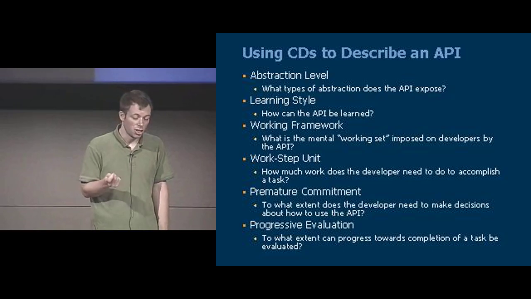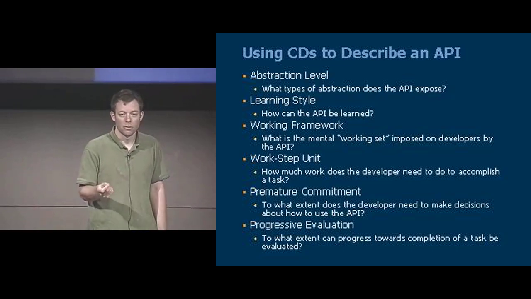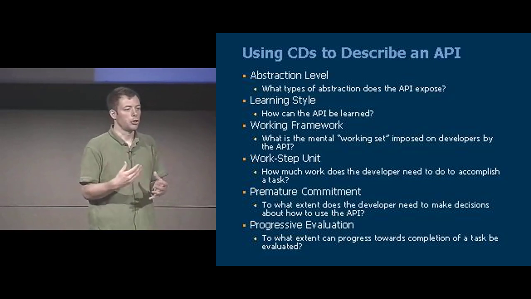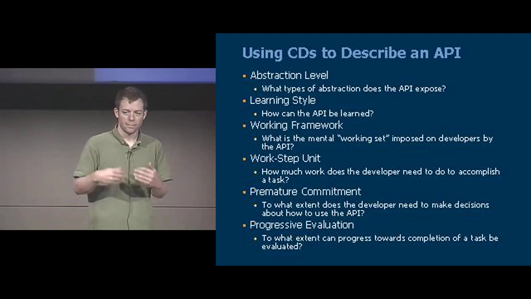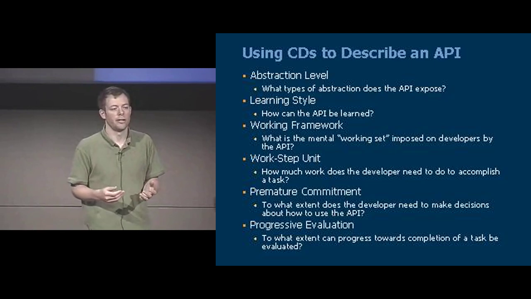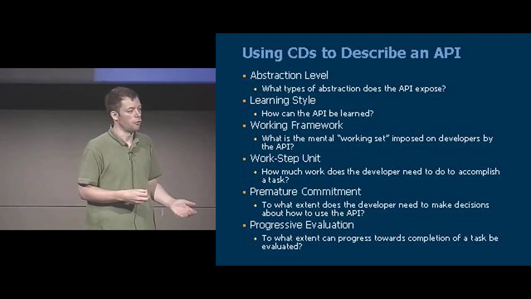Progressive evaluation isn't just about being able to stop, compile, and run your application. There's elements of what the documentation can provide in telling you this is the right thing to do or not. There's elements of what the names of classes are that can communicate to the user whether or not they're doing the right thing.